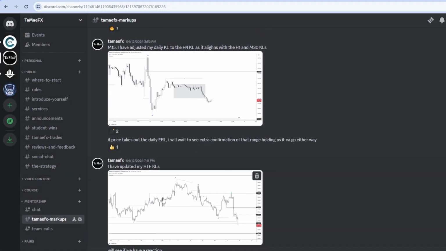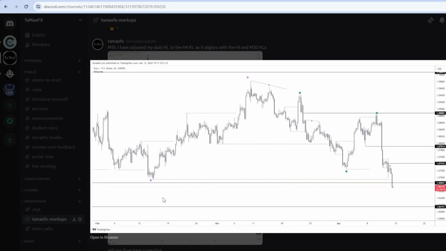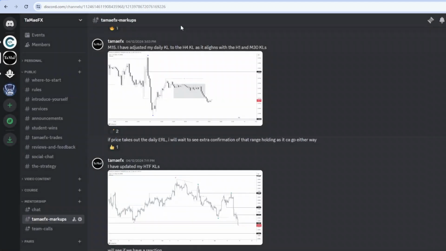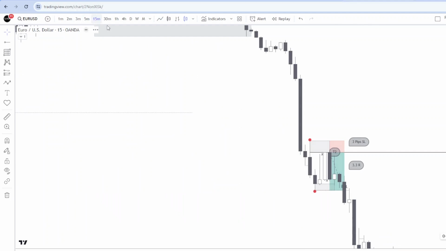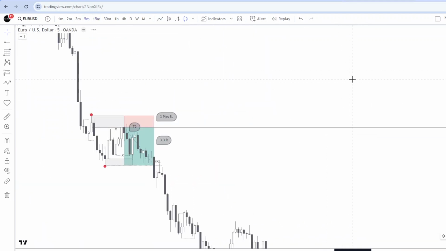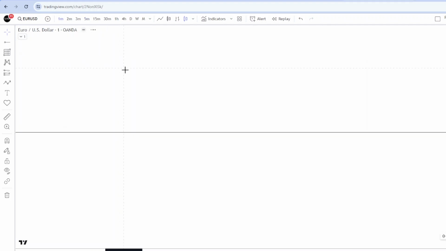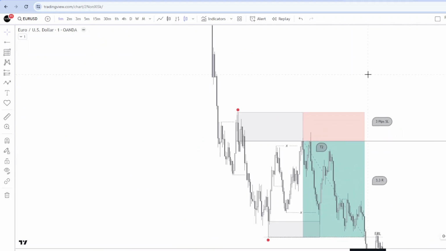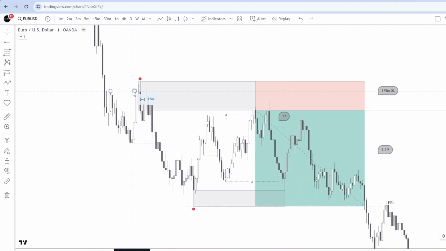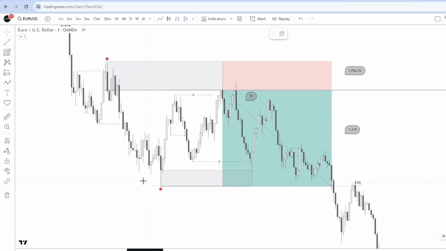Then I went on my H4 to update price when it took out this daily low. Daily external range liquidity has been taken as anticipated. Then I went to look for an entry on my M15. I just looked at this range. Let me just go on M1. As you can see, price took out this high and broke structure and created a QM here and created an opposite QM here.